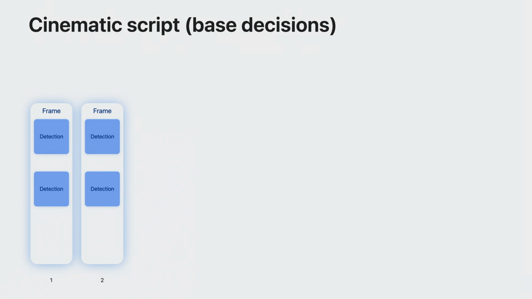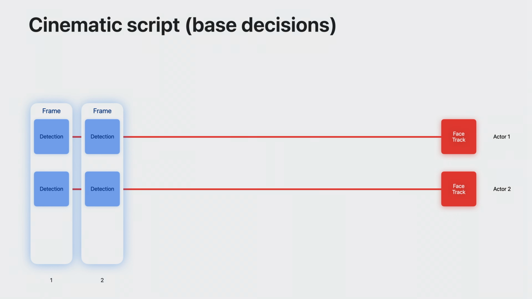To better understand how this works, let's break down the cinematic script structure with a simple example. Let's start with just 2 cinematic script frames in a short sequence. Each holds all detections for a given point in time, and in this case, just 2 detections. The detections are tracked over time with a group ID, which groups face, head, and torso together.